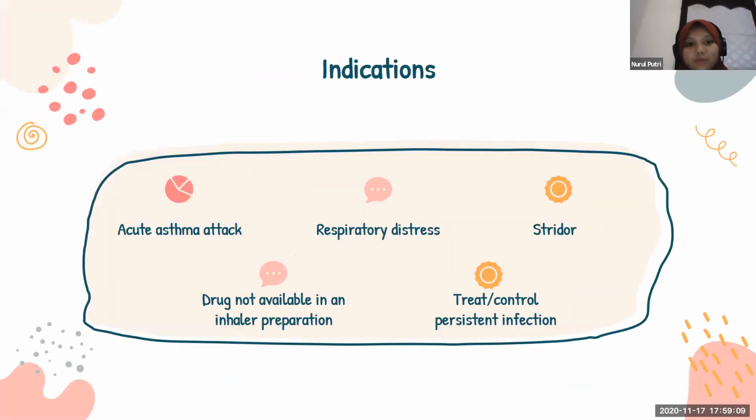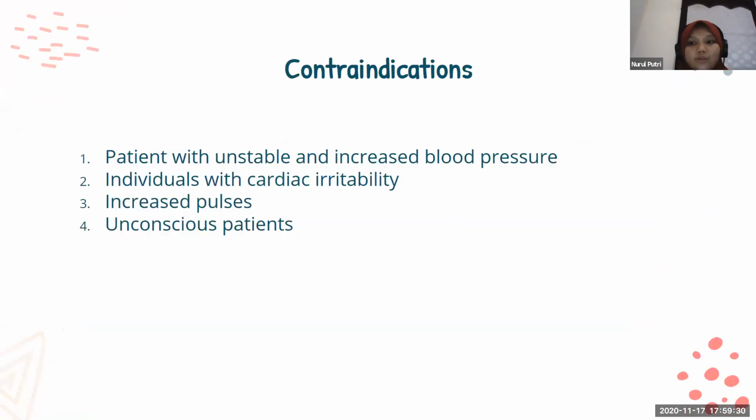The indications of nebulizer are children with acute asthma attack, children who present with symptoms of respiratory distress, children who present with stridor, cases where the drug is not available in inhaler preparation, as well as to treat or control persistent infection. The contraindications of nebulizer are patients with unstable and increased blood pressure, individuals with cardiac irritability, those with increased pulse, and unconscious patients.